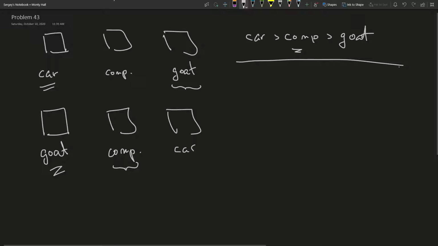So we are also given the information that Monty opens the door revealing that it is a goat. And what we'd like to know is whether the contestant should switch to the third door or not.